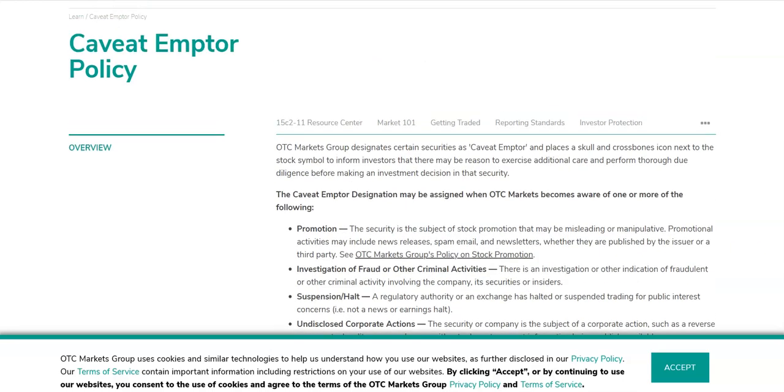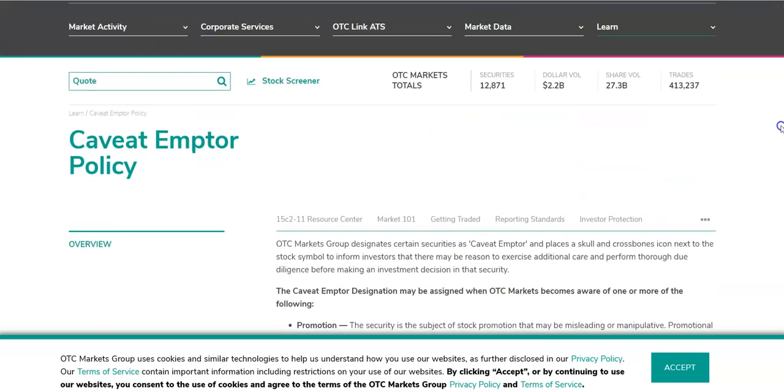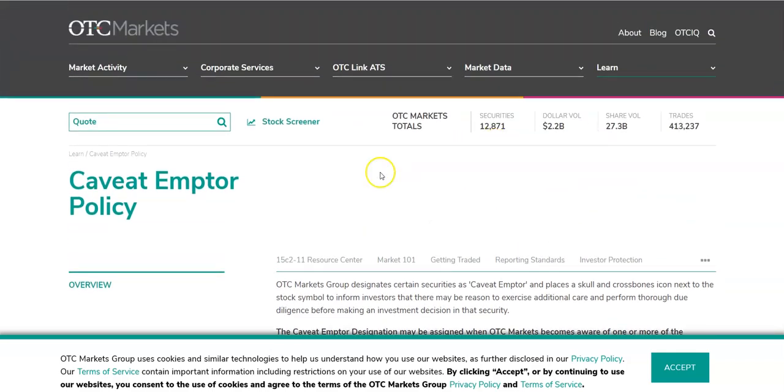So basically, guys, this is used to protect investors from being scammed by some of these companies, because like I said, the OTC market generally is more risky. So you have to be very careful and do a lot of research on the companies that you are about to purchase, about to invest in.